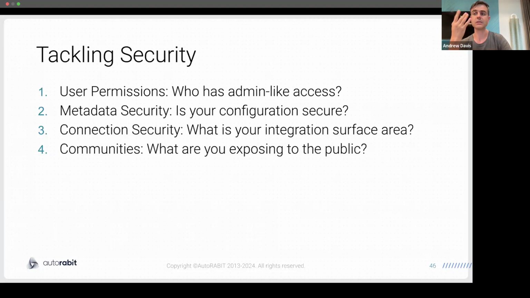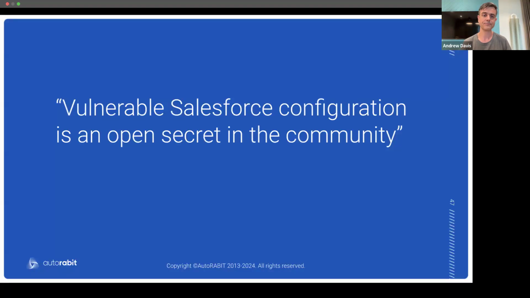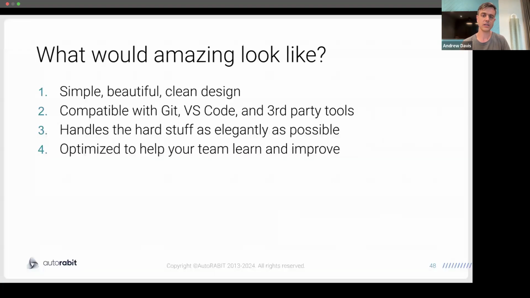And then especially this big one, communities, stuff that's directly exposed to the public. The vast majority of Salesforce orgs are leaking a lot more data than they realize. Vulnerable Salesforce configurations, an open secret in the community.